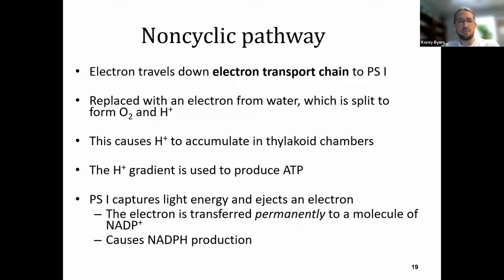So the electron is transferred permanently to a molecule of NADP. We have to store it. The electrons are negative, so we have a bunch of this H plus floating around as a gradient. We stick the H plus and the electron to NADP to form NADPH, which is that B vitamin battery. So this is like the metal casing of your battery. This is a battery full of high energy electrons that you can use.